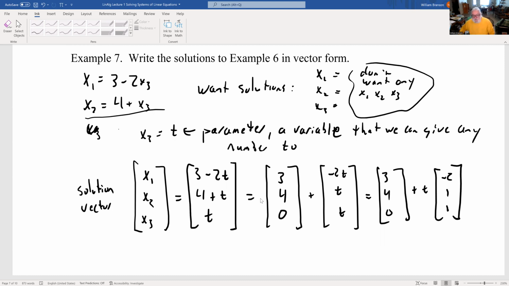Right, and that looks very much like a particular solution plus a homogeneous solution, which we've seen before in differential equations. So there's a solution vector. We've got one parameter there, and we had one parameter because we had a column that had no leading one in it.